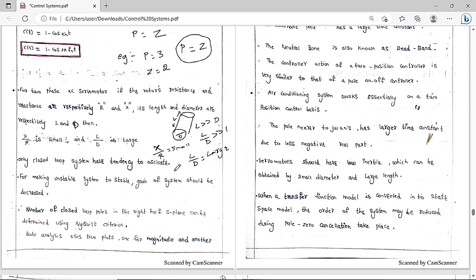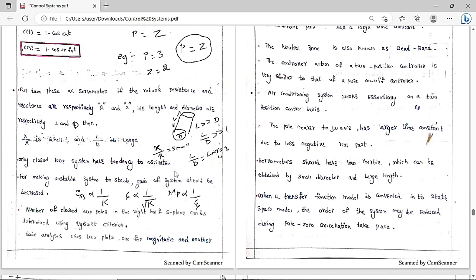The next point is, for making unstable systems stable, gain of the system should be decreased. I've already told you one important point. What is that point here? I've already told you two important points. The steady state error is inversely proportional to K, and zeta is inversely proportional to under root over K, and Mp is inversely proportional to zeta.